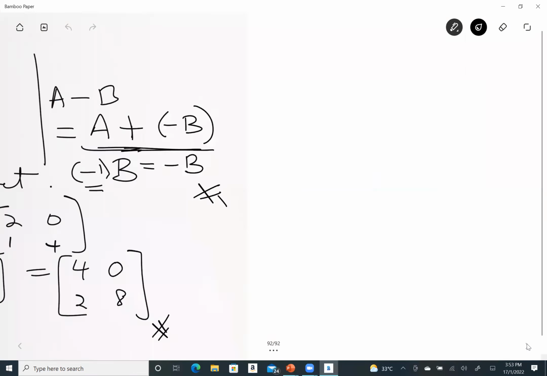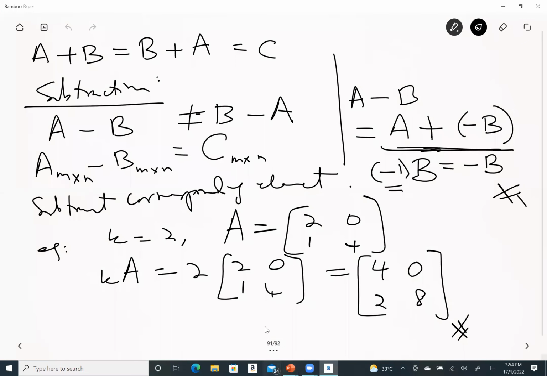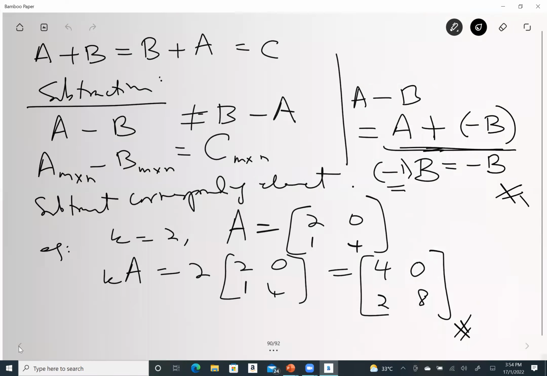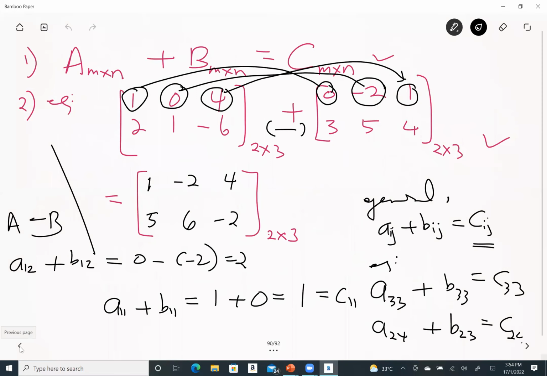Example, macam ni. If I have A minus B, all right, and what was the example that we were given here? Yang tadi tu, the one that I asked you to do the subtraction. Yang ini, okay. You got 0, negative 2, 1, 3, 5, 4. So this matrix you subtract. All right. So now I want to rearrange that to become plus negative of the B.